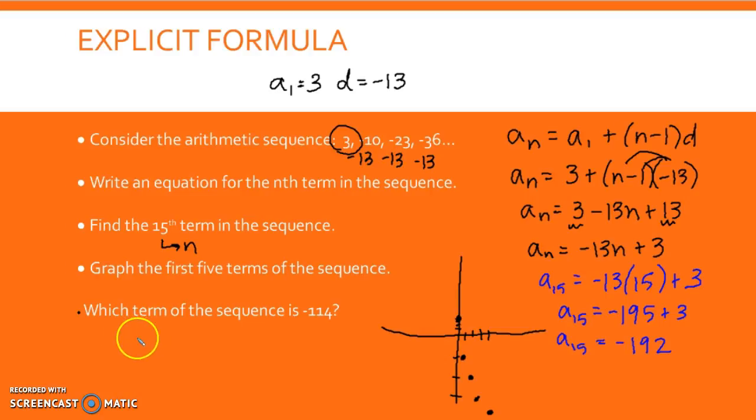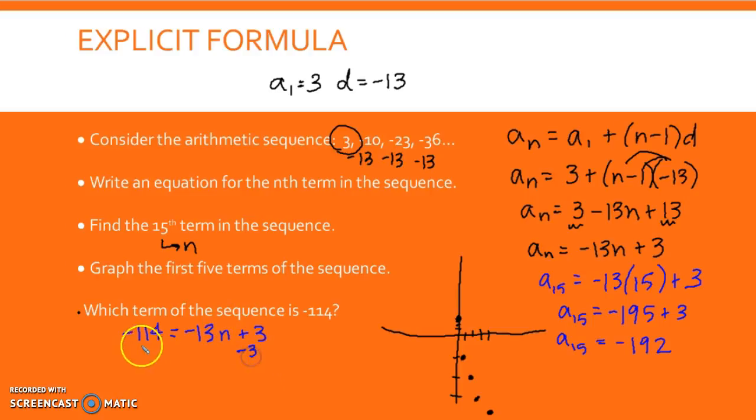And then my last question wants us to find which term is negative 114. So now I want to know which term is negative 114. That means I'm going to be looking for n. So a sub 15 equals negative 192 because I plugged in 15 for n. Now a sub n is equaling negative 114, and I want to know what I plug in. So I'm going to say negative 114 equals negative 13n plus 3. I want to figure out what n is.